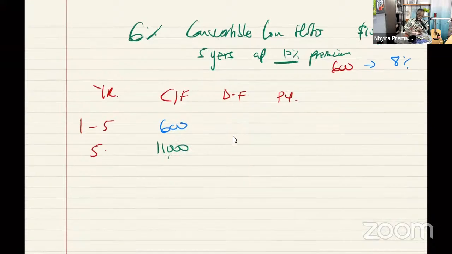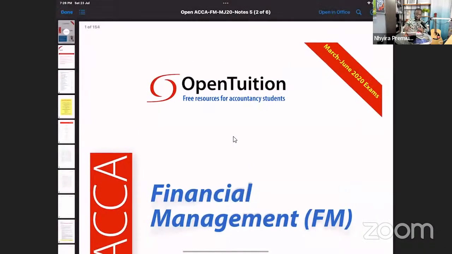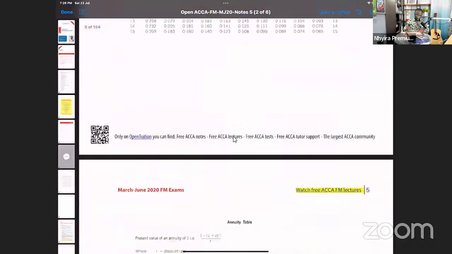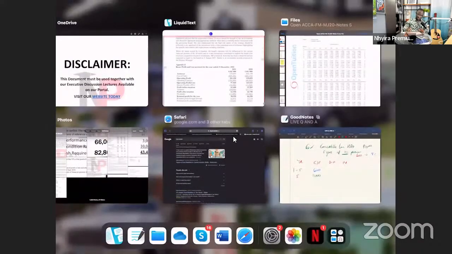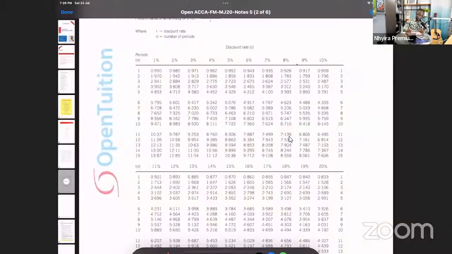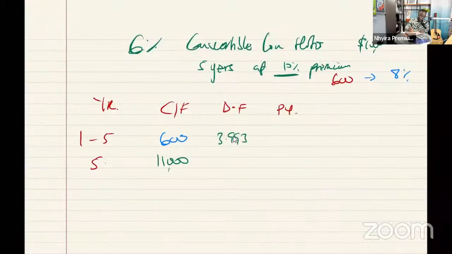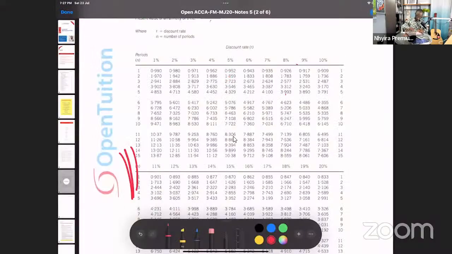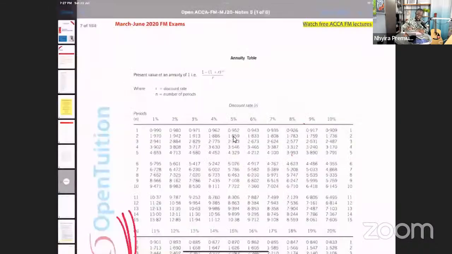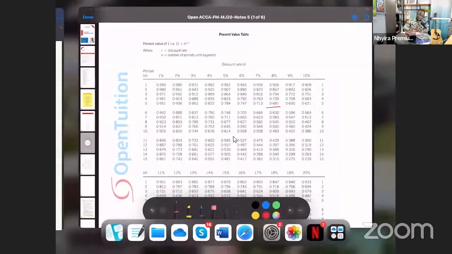So you bring in the discount factor. Let's see if we can trust this app. I just want to read the discount factor, I don't have time to calculate. So the annuity factor, we are using 8% for 5 years. So 8% for 5 years is 3.9927. Then the present value factor at 8% for the fifth year is 0.681.